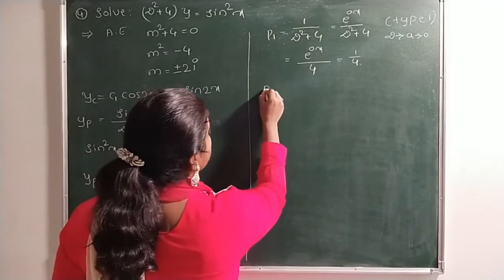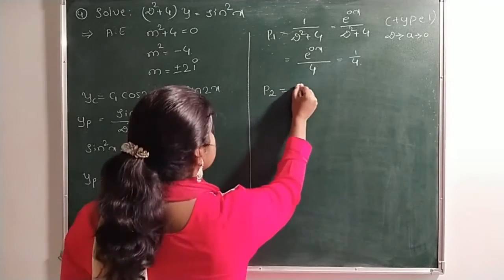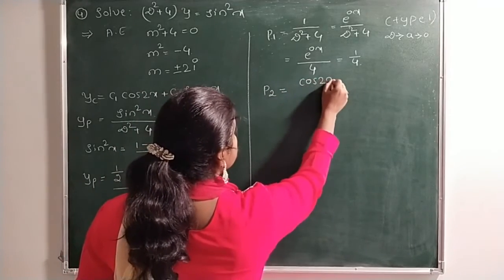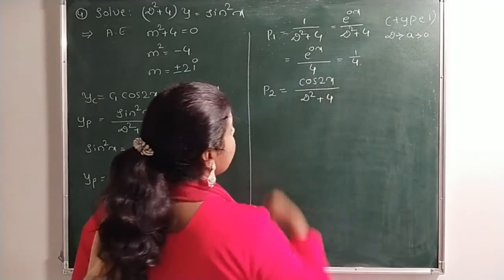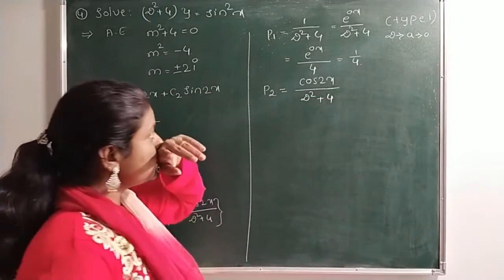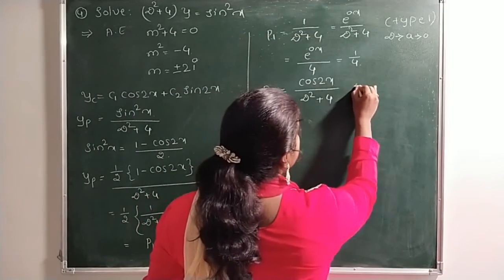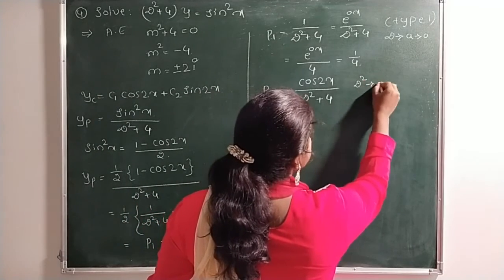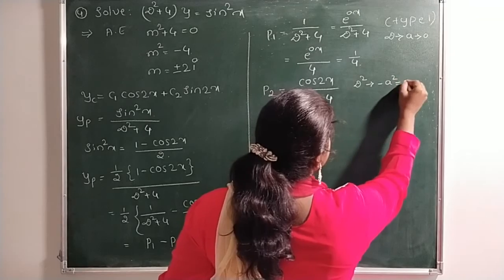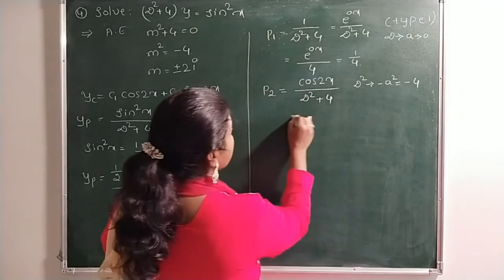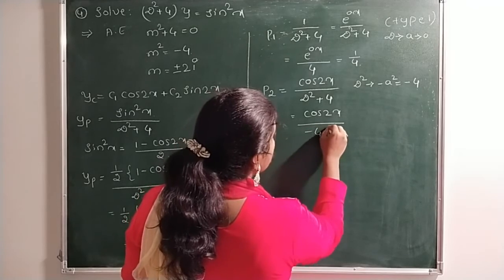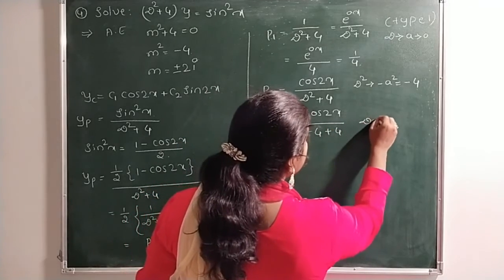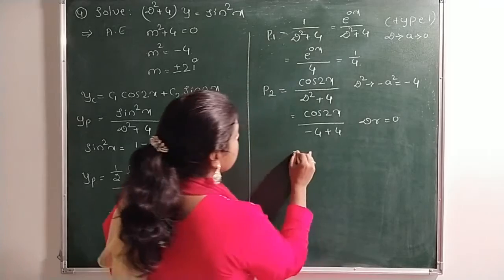Now we have to take P2. P2 is cos 2x divided by D square plus 4. Here, this is type 2. In type 2, we have to replace D square as minus a square, that is minus 4. Cos 2x divided by minus 4 plus 4. The denominator we got is 0.